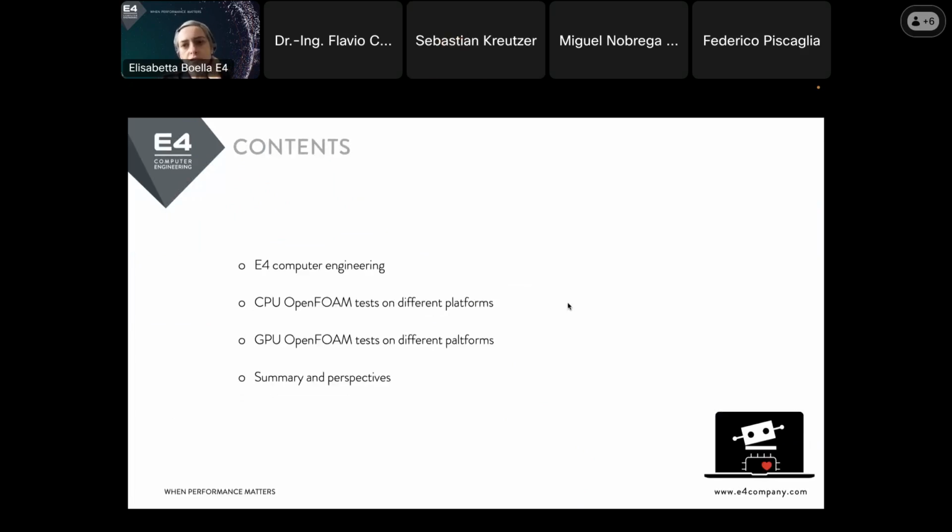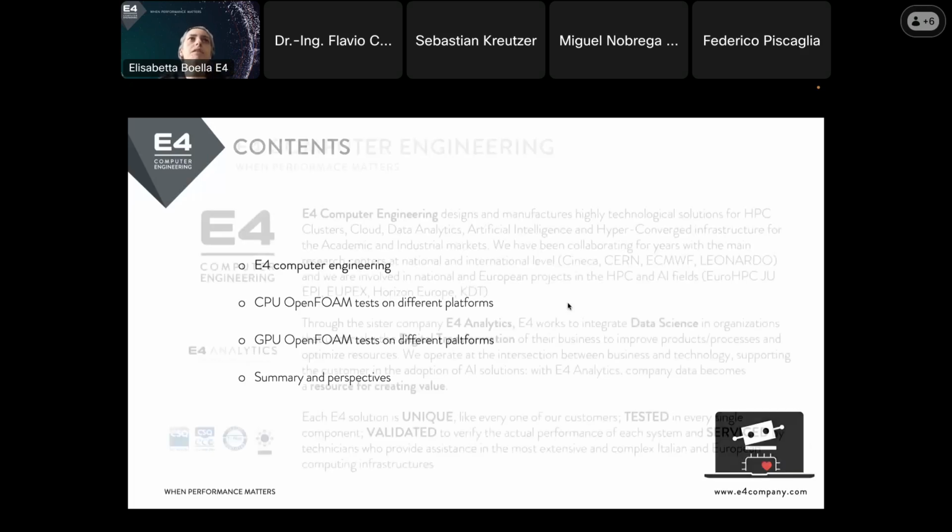So this is the plan for my talk today. I'm going to start saying a few words about E4 Computer Engineering, and then I'm going to show the tests that we perform with OpenFOAM on CPU platforms and then on GPU platforms, and I will leave with summary and perspective.